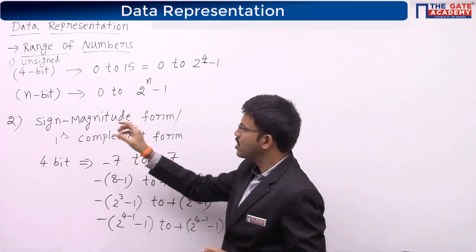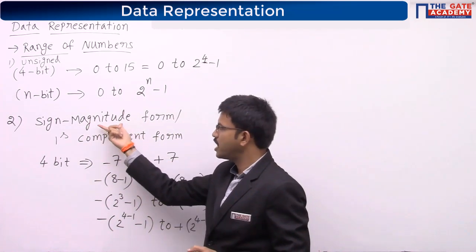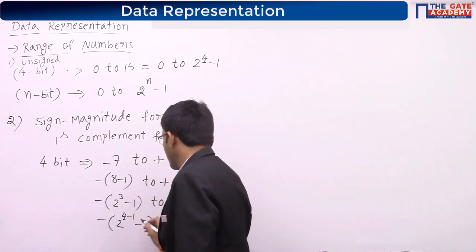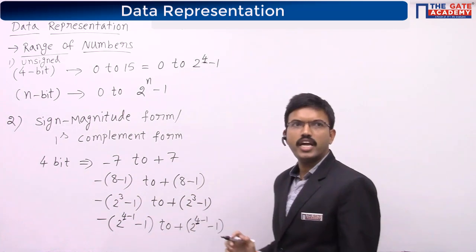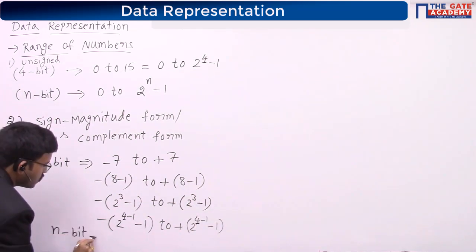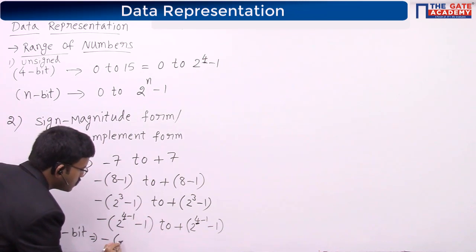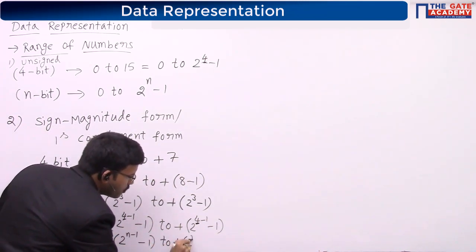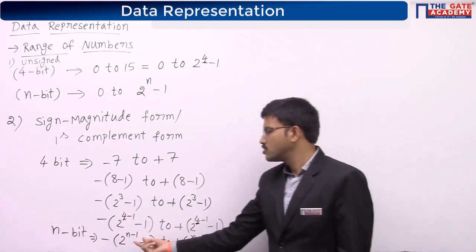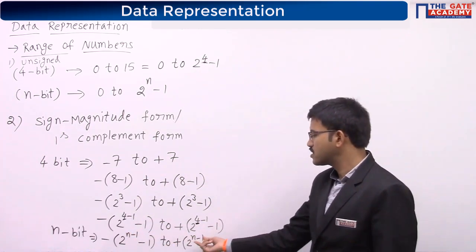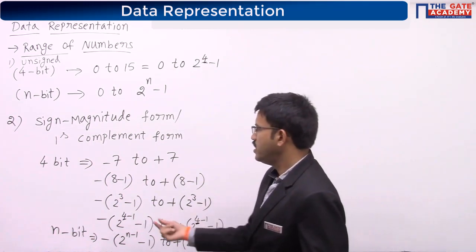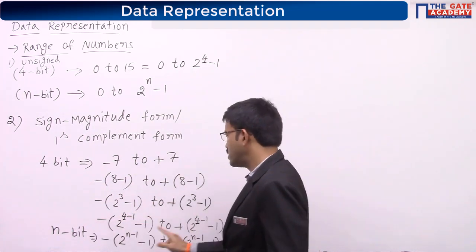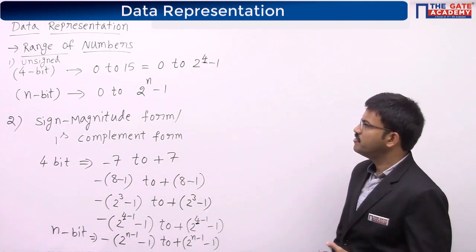For the n-bit case, the range of numbers that we can represent in Sign Magnitude form or 1's complement form: in the place of 4, write n. You will get the generalized case. For the n-bit case, the range is minus (2 power n minus 1, minus 1) to plus (2 power n minus 1, minus 1). For the 4-bit case I got 4 here; for the n-bit case just replace wherever 4 is there with n. Very simple.